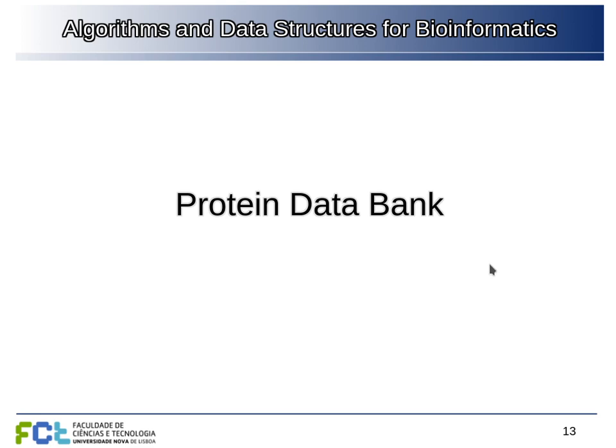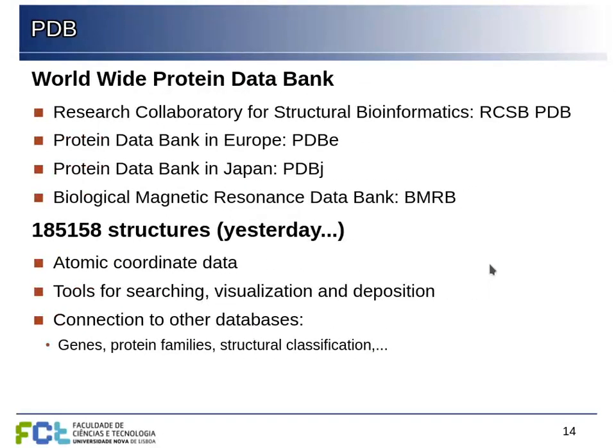on protein structures. You can do this in the Protein Data Bank. This is a global collaboration of different labs, but it's basically a repository, the main repository for macromolecular structures. At present, there are nearly 200,000 structures deposited there. You can find there the atomic coordinates data. You can find many tools for searching, visualizing proteins, and even relations to other databases with genes and function and protein families, classification, and so on.